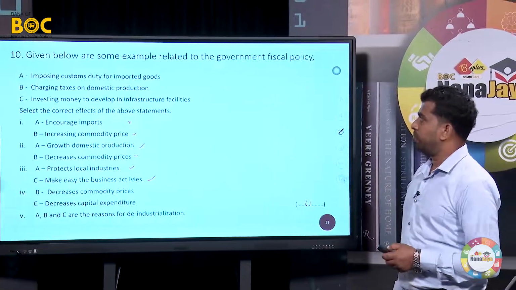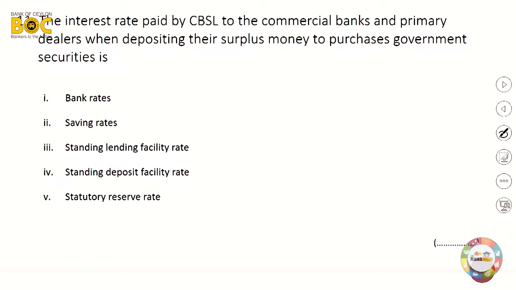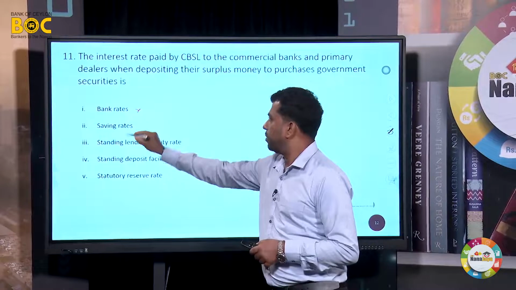Question number 11. The interest rate paid by CBSL to the commercial banks and primary dealers when depositing their surplus money to purchase government securities is bank rate. Bank rate is the rate charged by CBSL from commercial banks after granting loans to settle their liquidity problems as the lender of last resort. So this idea is not represented by the bank rate.